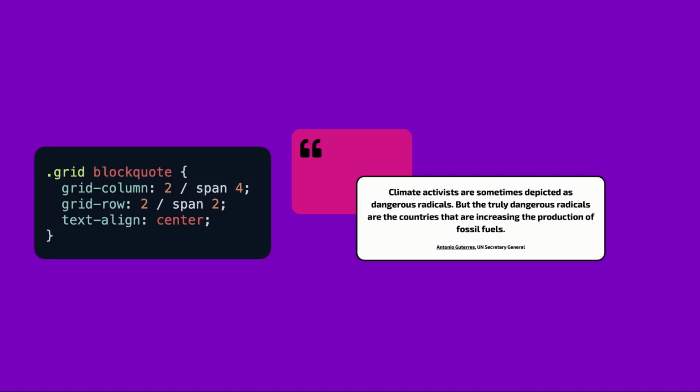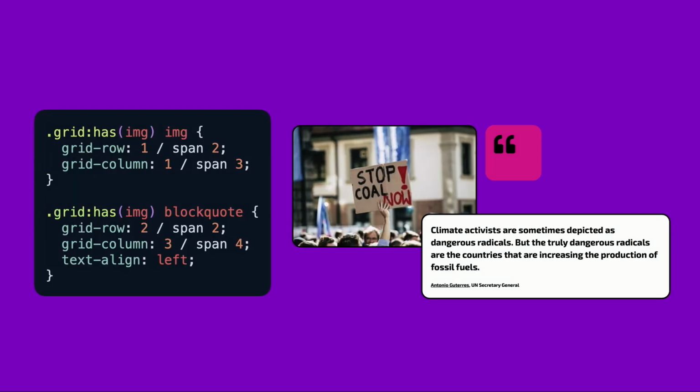So we could show a different layout for a component depending on whether a particular element is present or not. So we might have this grid component which has a block quote, and we want to center the text like this. But if that quote has an accompanying image, we want to do a slightly different grid layout, and we're going to left align the text. So we can do that using has. We're just saying, does this grid have an image? Cool. Do this different grid layout instead.